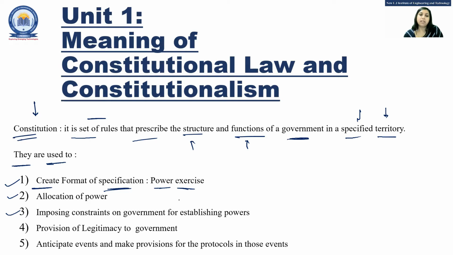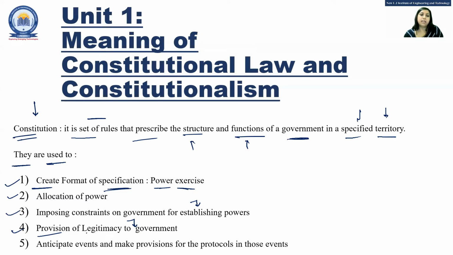The third thing is imposing constraints on the government for establishing the powers. Because definitely, if one is given authority, it must come with responsibility. So if the establishing of powers is given, some constraint must be there on the government. The fourth one is the provision of legitimacy to the government, because whatever rules are formed by the government, if they are not supported by the backbone of legal remedy, then they would be of no use. No one would follow them. So that comes under the legitimacy of government rules.